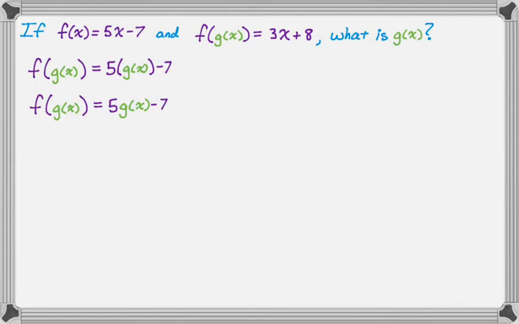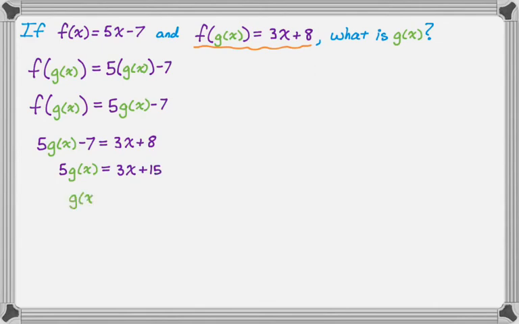And then I'm told in the problem that f of g of x should be equal to 3x plus 8. So now I actually have an equation. 5g of x minus 7 should be equal to 3x plus 8 because they're both equal to f of g of x. And I'm going to solve for g of x. So I'm going to add 7 to both sides, then divide both sides by 5. And then that right-hand side, I'm going to simplify so it looks a little more like a line. So g of x is 3/5 x, and then plus 3. And we've solved for g of x.